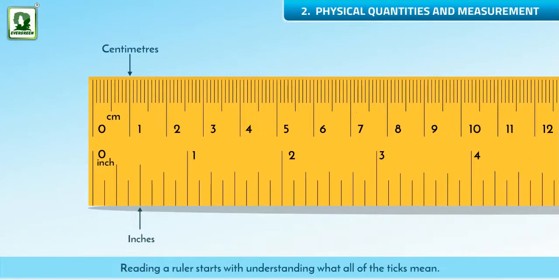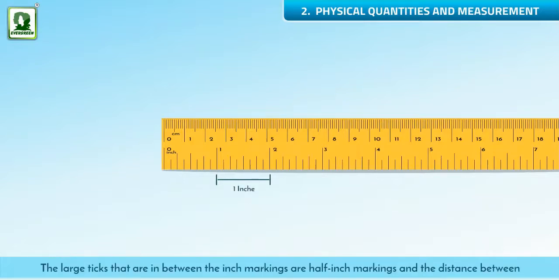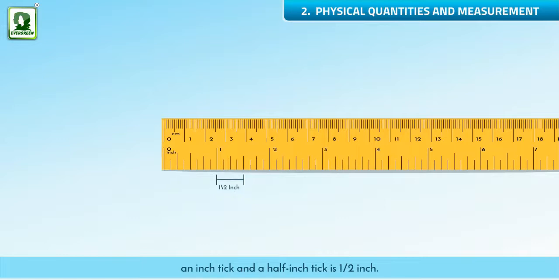Reading a ruler starts with understanding what all of the ticks mean. The largest ticks on a ruler represent a full inch, and the distance between each large tick is 1 inch. The large ticks that are in between the inch markings are half-inch markings, and the distance between an inch tick and a half-inch tick is 1/2 inch.